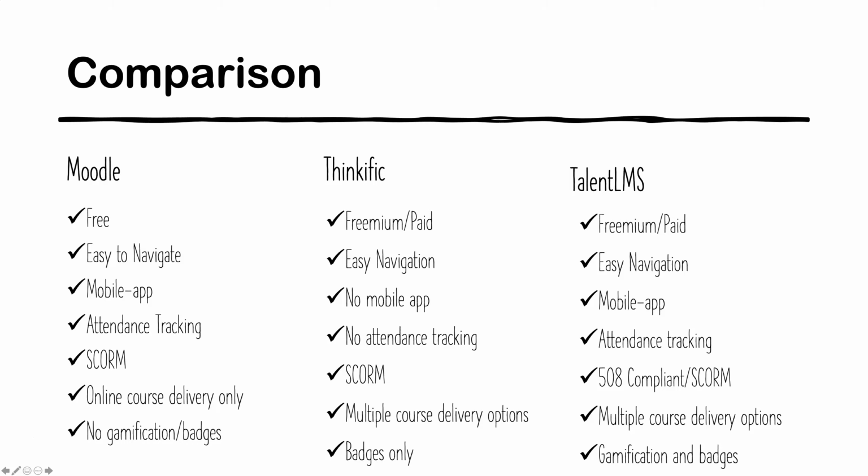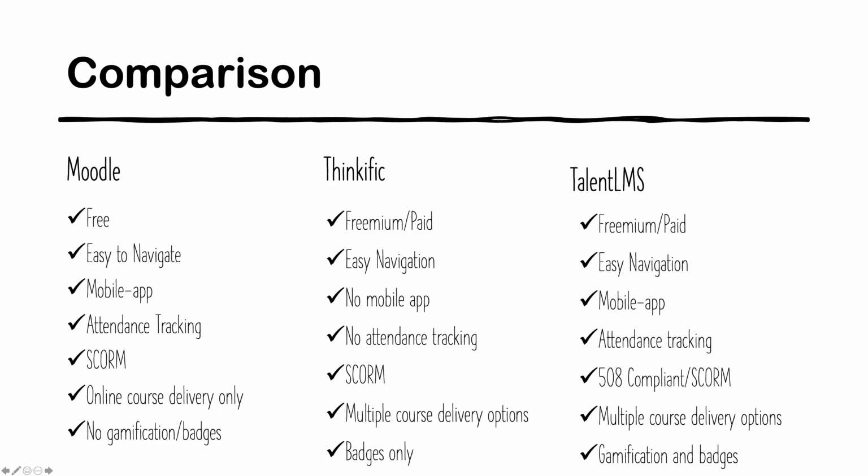Now, one thing that is important to me as a human resource person is being able to track the attendance of the employees who are taking the training. And Moodle and TaylorLMS do fit the bill, where Thinkific does not offer attendance tracking. All three systems are SCORM compliant, but TaylorLMS has the added benefit of being 508 compliant, which is important in terms of offering training to those who may have special needs or disabilities and need accommodation.